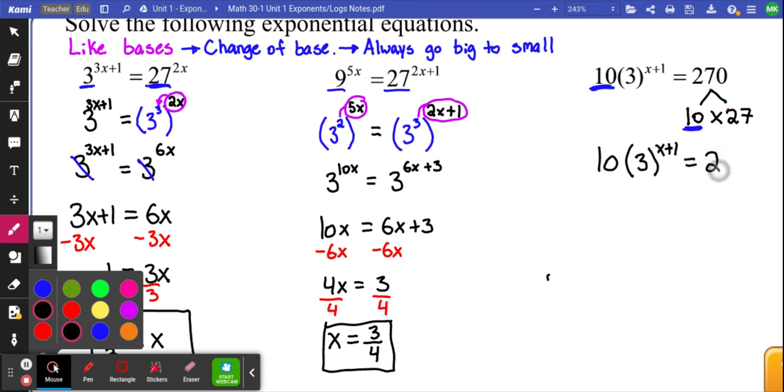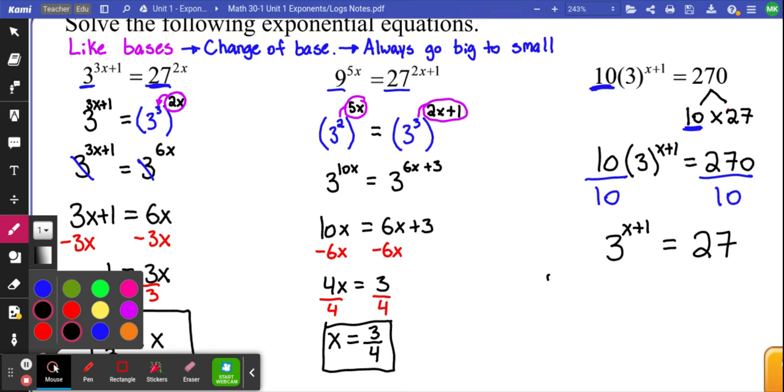I mean, to each their own, right? I think what a lot of people would do is they'd start immediately trying to make this 3 to the power of something and it wouldn't work out. That's not good. The other option is to get the power by itself, which would be to divide this 10 to the other side. So you then have 3 to the power of x plus 1 equals 27. And get that power isolated. Either way, it's going to work out.